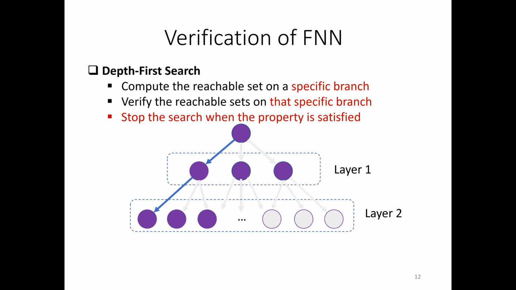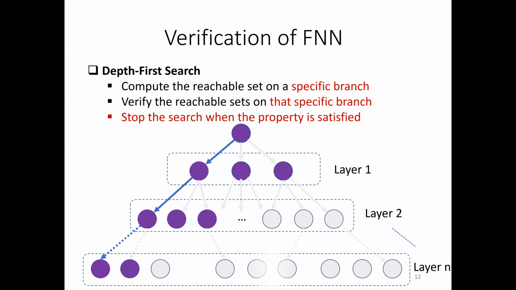You don't need to compute for all input sets to layer 2. And then you do it again. For layer 2, you have a bunch of output sets, you just pick one, okay? You go deeper. And at the last layer, you have, for example, 2 polyhedra. And then you verify these 2 polyhedra. If it satisfies the property, then you just stop. You don't need to worry about the other branches.